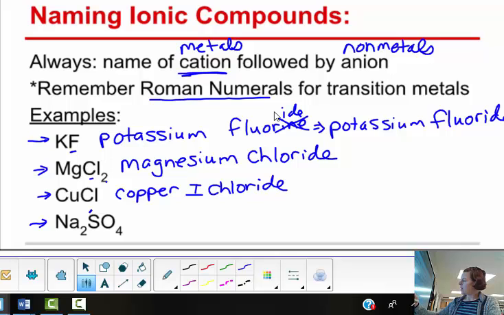Okay, next one, Na2SO4. Okay, it would probably be helpful if there were parentheses here. They're not required, that's why I don't have them, but it would be helpful to see. Okay, Na is sodium, and SO4 is a polyatomic ion. Okay, no need to fret, just look at the back of your periodic table, it's on there. SO4 is sulfate.